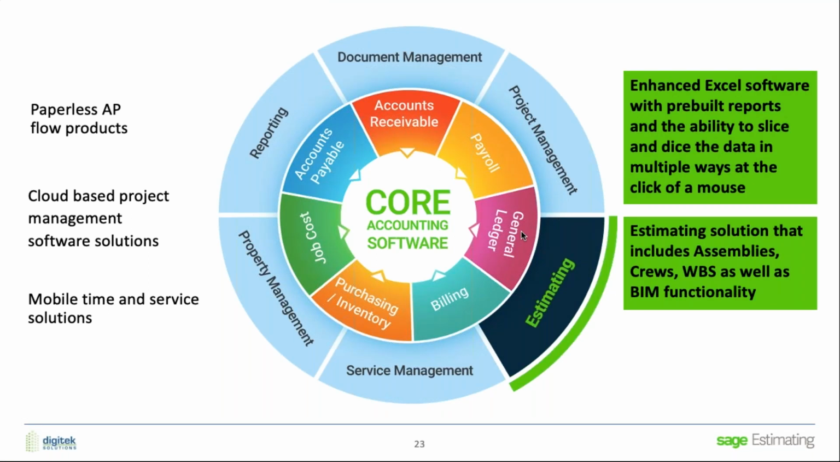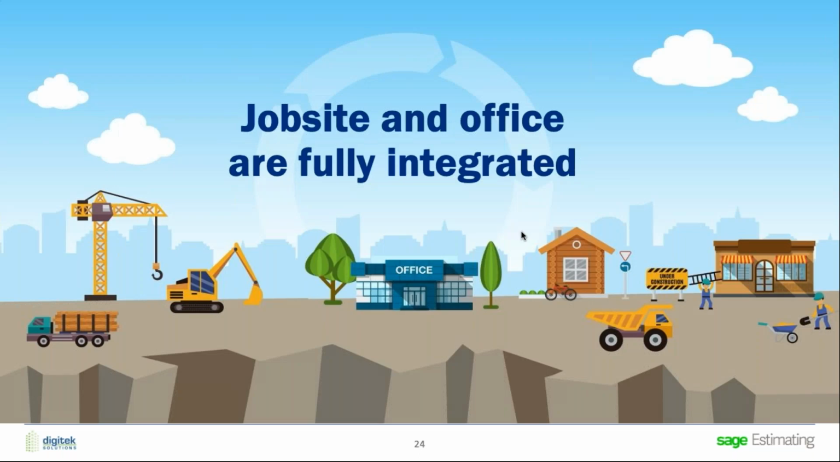Right here is this key estimating piece that connects to your core accounting software. It gives you that enhanced Excel software that has pre-built reports, so you can slice and dice that information however you want. In addition, it gives you the ability to bid based on assemblies or crews or work breakdown structures, as well as the ability to have BIM if your company needs that in the future. You may not need it now, but a lot of architects are going that route, and we are starting to see that more and more in the field, at the subcontractor and general contractor level at this point.